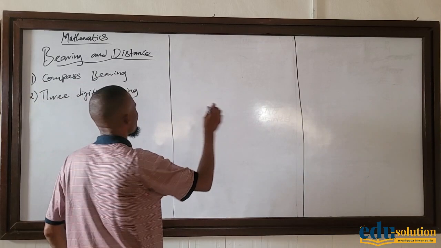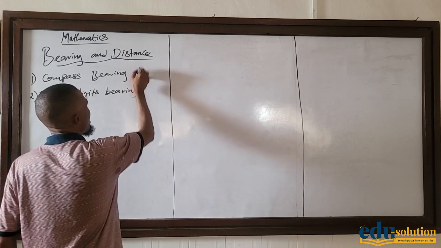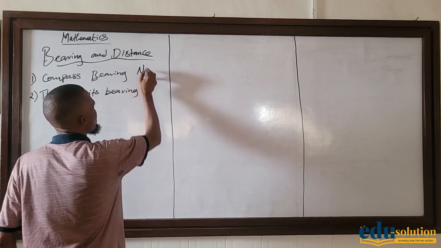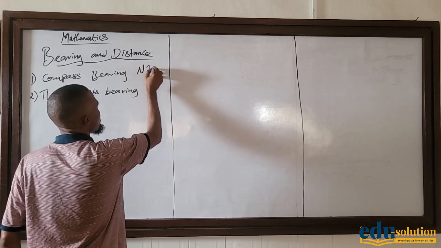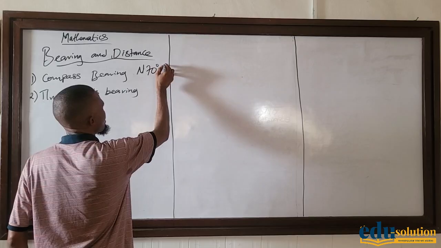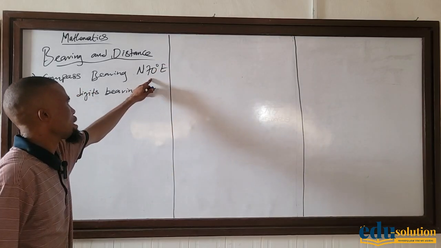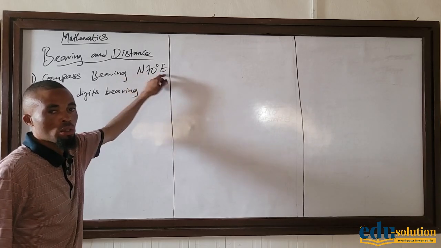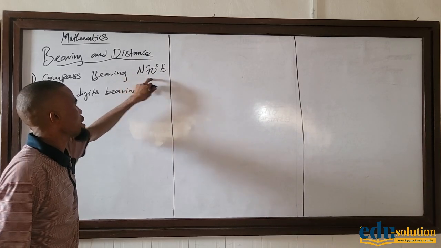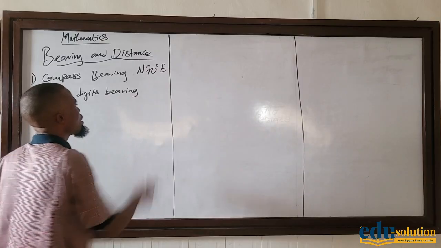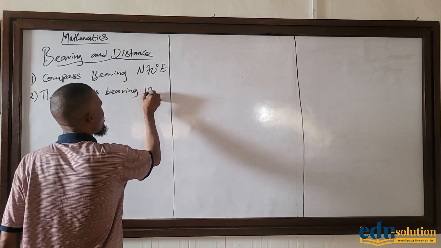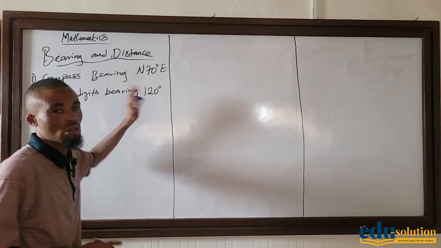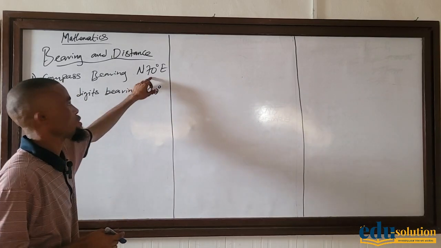If you see a compass bearing, for example, you can have north 70-degree east. This is how to represent compass bearing. It must have two letters representing two directions. While a three-digit bearing will not be in this form. It can be maybe 120 degrees, so there is no letter attached to it. Whenever you find something like this, it's talking about three-digit bearing. Whenever you find something like this, it's talking about compass bearing.